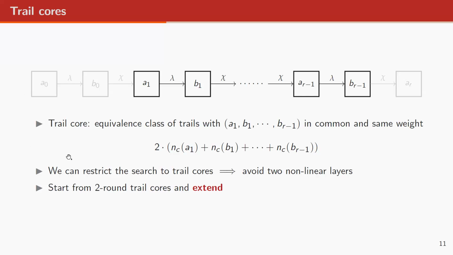And this has a significant impact on the performance of the tool. So concretely, to build trail cores for the desired number of rounds, we start from 2-round trail cores and then we extend them. In this work, we focused on optimizing the extension step. So I'm not going to explain the 2-round trail core generation, but you can find it in the original Zudu paper.